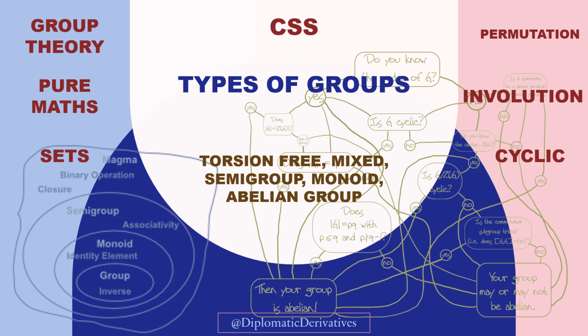We have started with group theory, and in today's video we're going to discuss the different types of groups, including the torsion-free, mixed, semigroup, monoid, and the abelian group. We have slightly touched the topic of monoid, but here we're going to go into detail and understand what these different types of group mean. So let's continue.